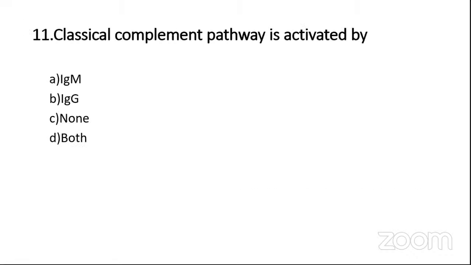Classical complement pathway is activated by IgM, IgG, none, both. Both, ma'am. How? Can an antibody alone stimulate a complement cascade? No, ma'am. The antigen and antibody complex. Antigen alone and antibody alone cannot stimulate the complement pathway. So it is none. You will usually be misguided, but it is usually none.